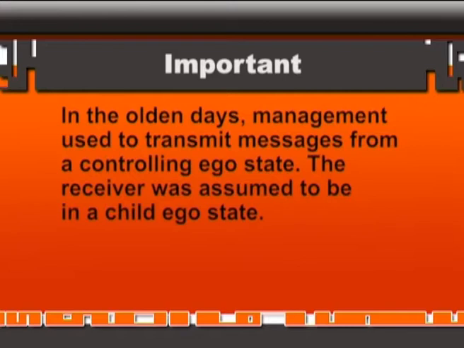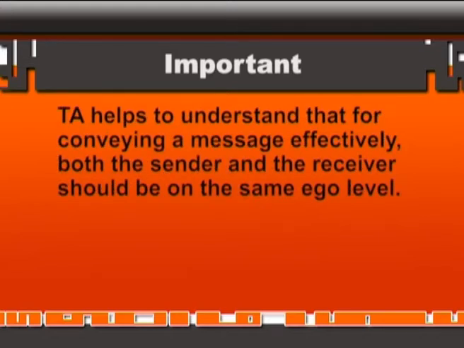In the olden days, management used to transmit messages from a controlling ego state. The receiver was assumed to be in a child ego state. Transactional analysis helps to understand that for conveying a message effectively, both the sender and the receiver should be on the same ego level.